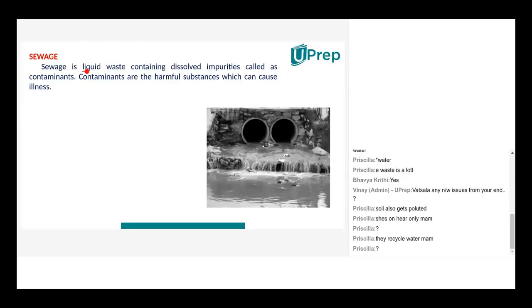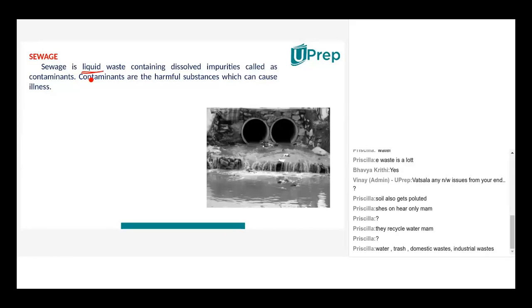What is the difference between sewage and drainage? Drainage is more or less like sewerage. As I said, drainage and sewerage are the same. This is the drainage, also known as sewerage. And sewage is this, water. Dirty water is known as sewage. Okay, ma'am, thank you, understood.